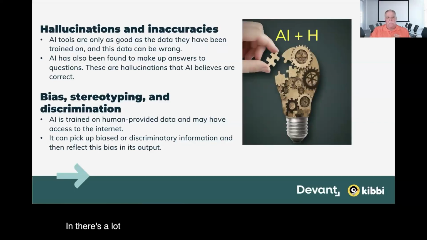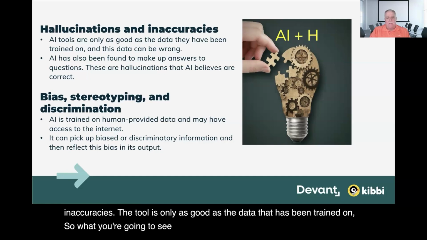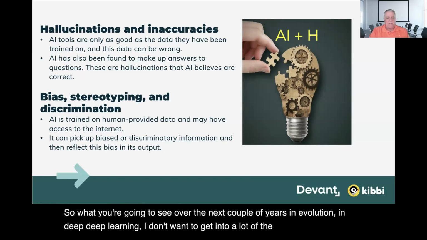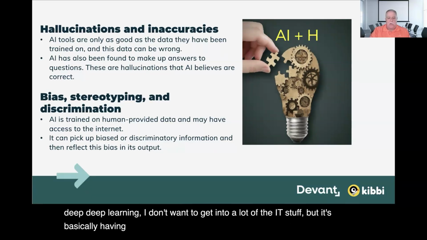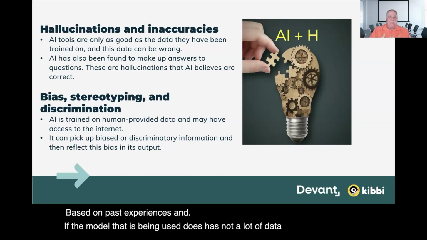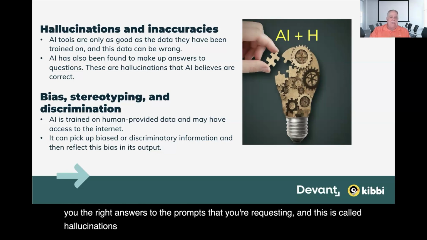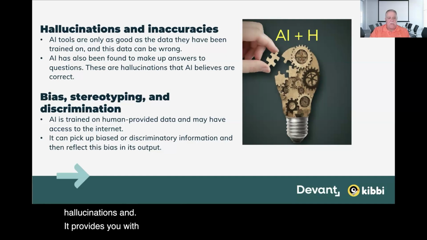There's a lot of other pitfalls, and one of them is hallucinations and inaccuracies. The tool is only as good as the data that it has been trained on. So what you're going to see over the next couple of years is an evolution in deep learning. I don't want to get into a lot of the IT stuff, but it's basically having the tool learn based on past experiences. And if the model that is being used does not have a lot of data, then it doesn't give you the right answers to the prompts that you're requesting. And this is called hallucinations. And it provides you with inaccurate information.